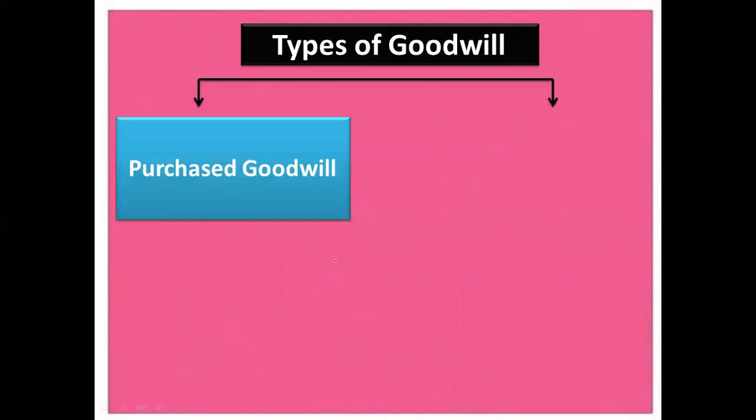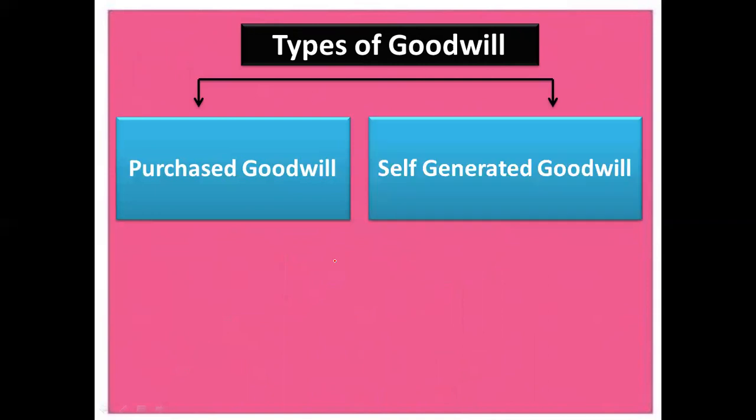Let's talk about types of goodwill. There are two types of goodwill. One is purchased goodwill, another is self-generated goodwill. Let's understand what is purchased goodwill.